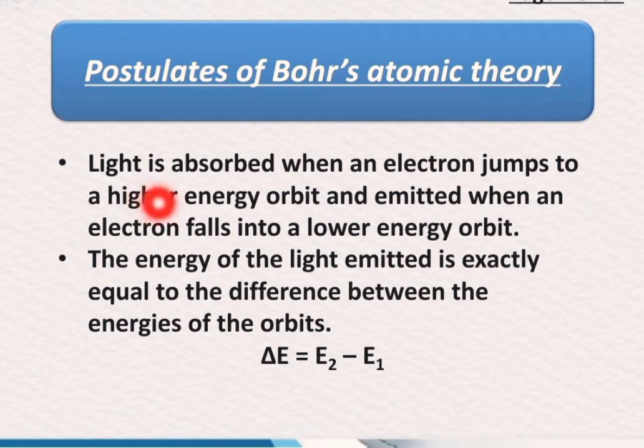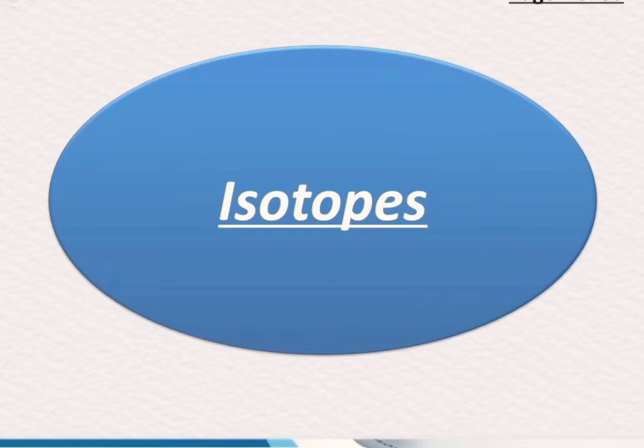Next point, light is absorbed when an electron jumps to a higher energy orbit and emitted when an electron falls into lower energy orbit. Electron present in a particular orbit does not radiate energy. And last point is the energy of the light emitted is exactly equal to the difference between the energies of the orbits. Now, our next topic is isotopes.